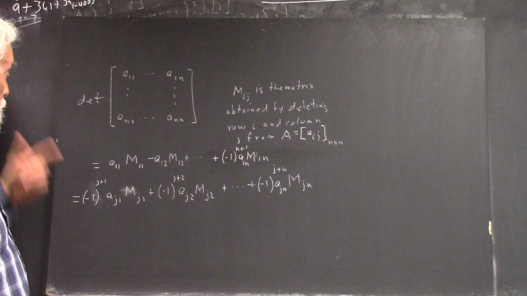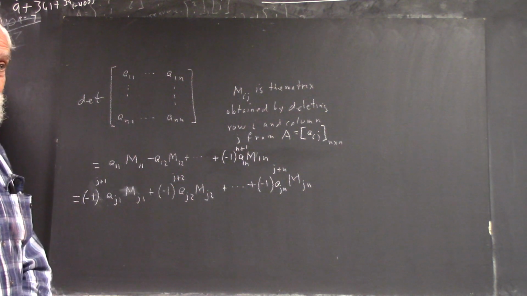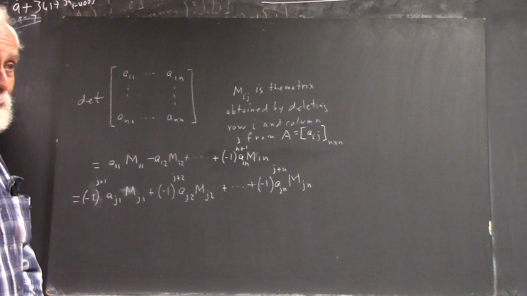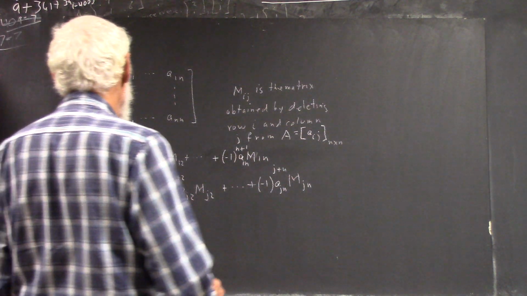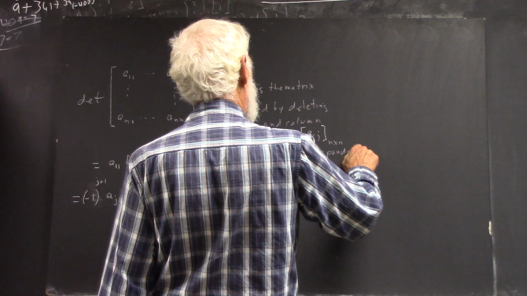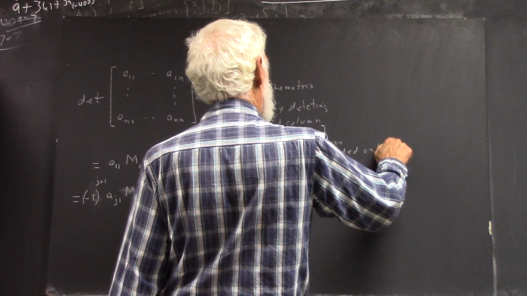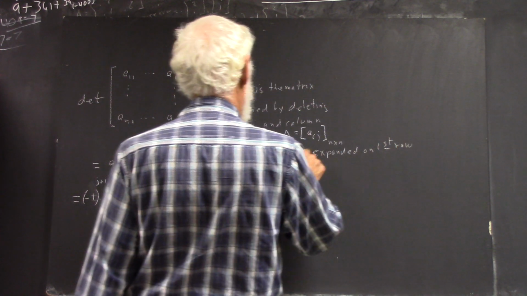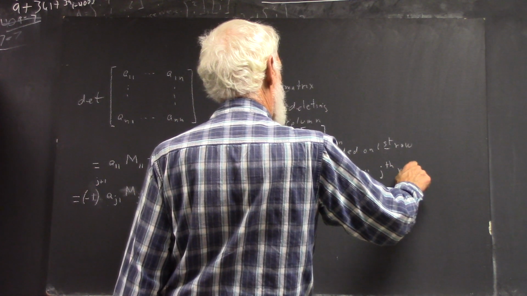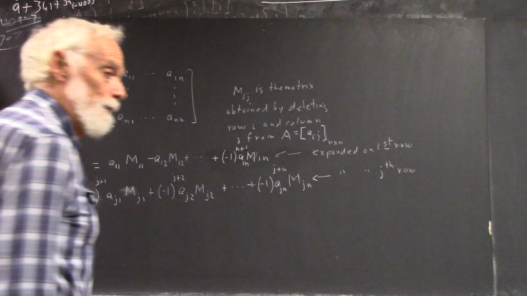So where's AJ1, AJ2, and AJN, and all the other AJIs between? Well, where's A11, A12 up through the A1N that I didn't write down? Top row. Okay, so where's AJ1 through AJN? Bottom row. No, AN1 through ANN. Some other row. Yeah, any old row. It's the jth row. Okay? So here we expanded on the first row. Here we expanded on the jth row, right?